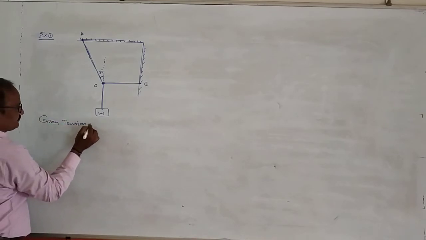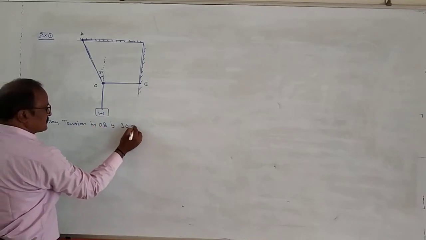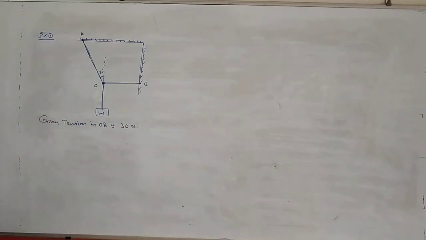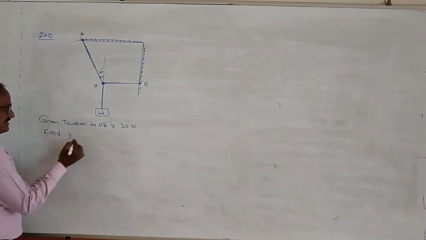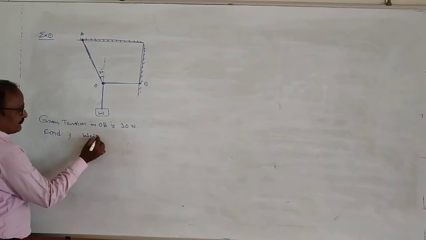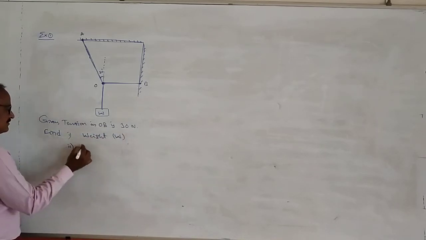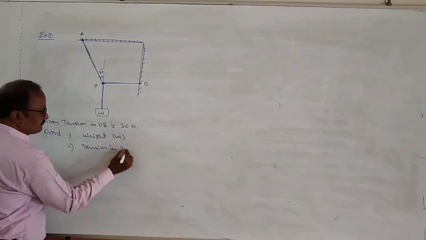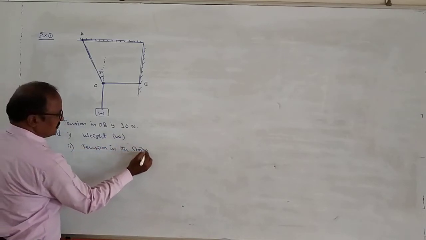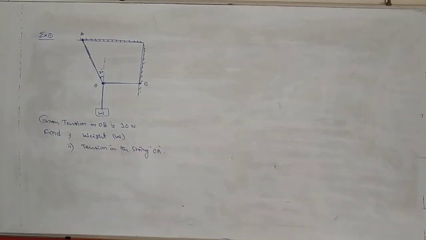You can read the given: tension in OB is 30 newtons. Find first the weight W, and second the tension in the string OA. So this is the problem.